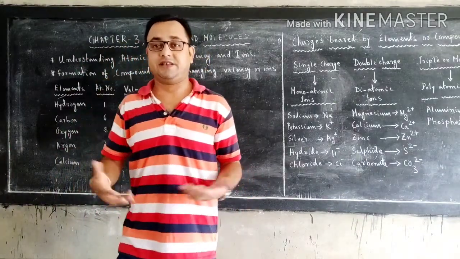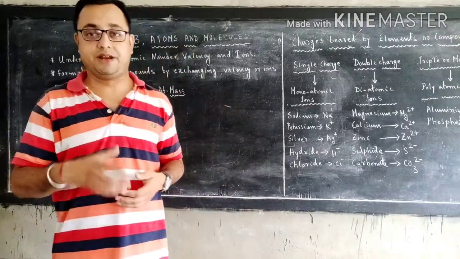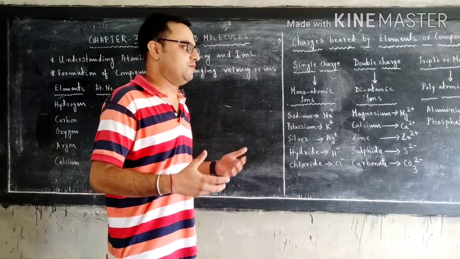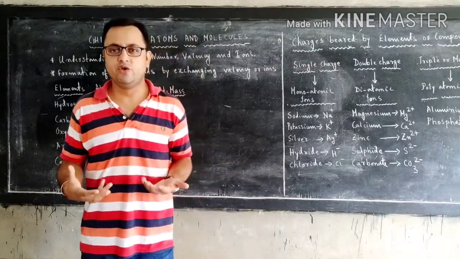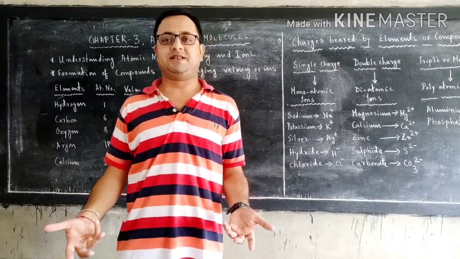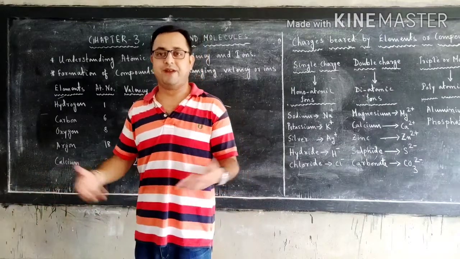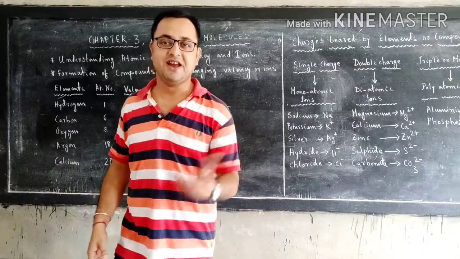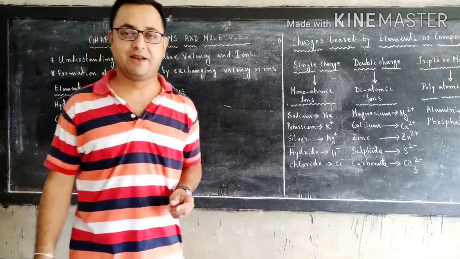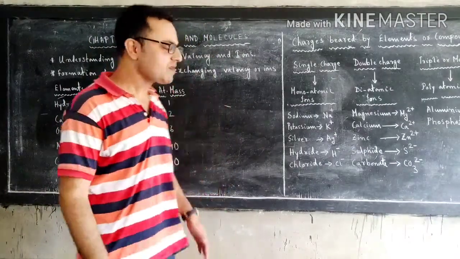If I ask anyone what would be the atomic number of a particular element, you would be able to tell very clearly. Say for example, we begin with the element hydrogen, and instantly you will give the answer that the atomic number of hydrogen is 1.